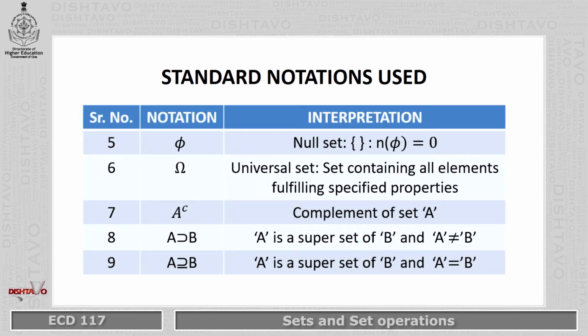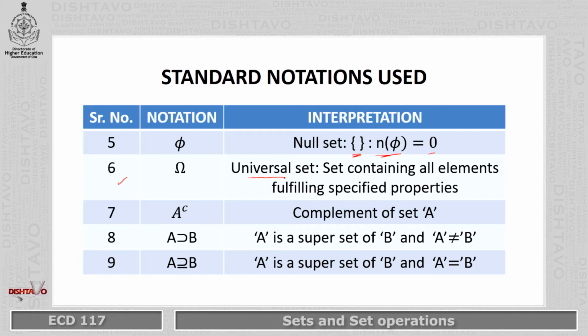Next we have the symbol phi, which is basically the symbol for the null set. As you can see, this is the symbol for the null set, and the number of elements in this null set is 0, because there is nothing in that set. At sixth, we have the sign omega, which is nothing but a symbol for universal set.